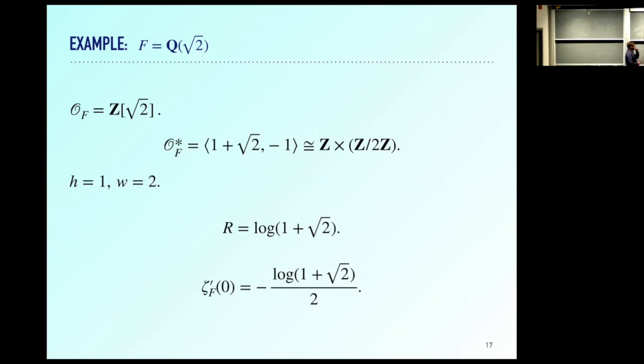And what is the regulator? The regulator in this case is just the logarithm of this unit, right? Just the logarithm of this element that generates the free part of the unit group. And so the class number formula then in this case is that the order of vanishing is 1, which is the rank r here, which is 1 copy of Z here. And the leading term is negative log of 1 plus root 2 divided by 2.